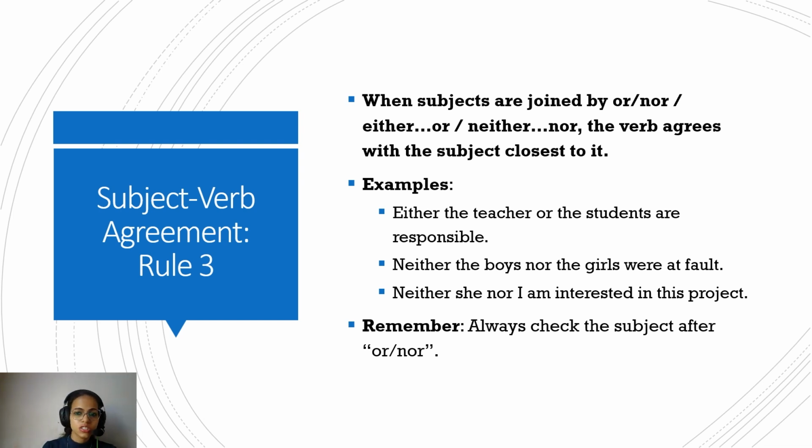So whenever these "or", "nor", "either-or" type phrases are used, you always look for the subject that is closer and use the verb according to that subject.